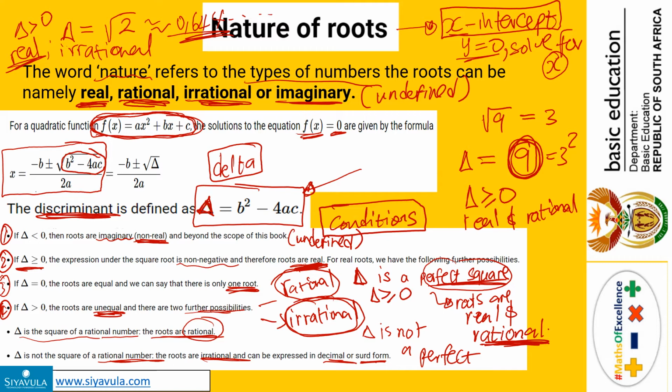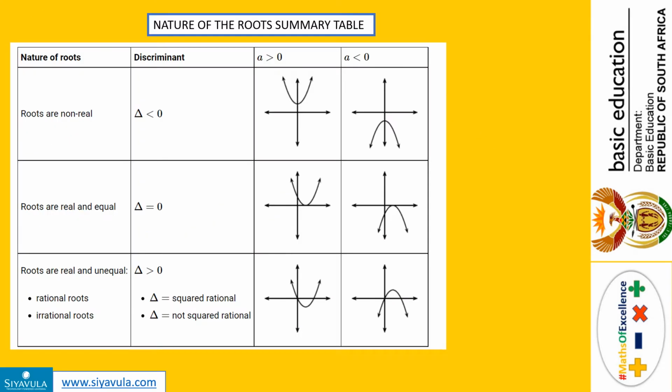I hope you understood this. Let's now move further. Okay, grade 12s, let's now move further and talk about the nature of the roots summary table. In the previous slide, I just gave you some conditions for the nature of the roots. If delta is like this, then our roots are real. If delta is like this, our roots are irrational, non-real, imaginary, like that. But you don't really understand what it means and how we can represent this in a graph, right?